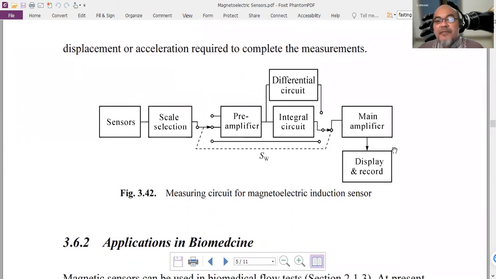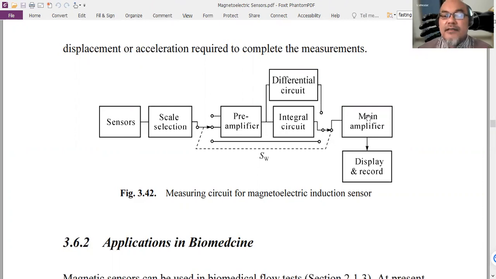So then we can have this kind of circuit, either using a differential or integral circuit. If you use differentiation of velocity over time, then we will obtain acceleration. If you use an integral circuit, then we will obtain the displacement, the total displacement. Then after that, this can be amplified further, displayed and recorded. This is the block diagram of the measuring circuit for the magnetoelectric induction sensor. So you could implement this differential circuit, for example, and the integral circuit also using op-amps and capacitive circuits.